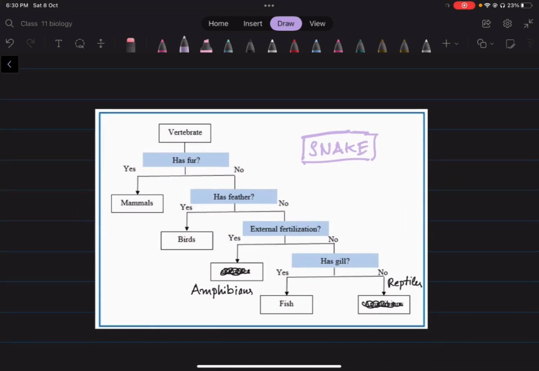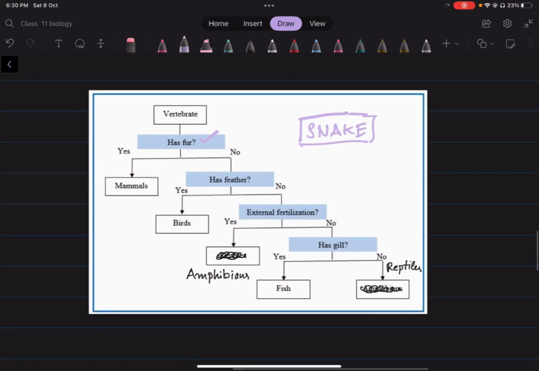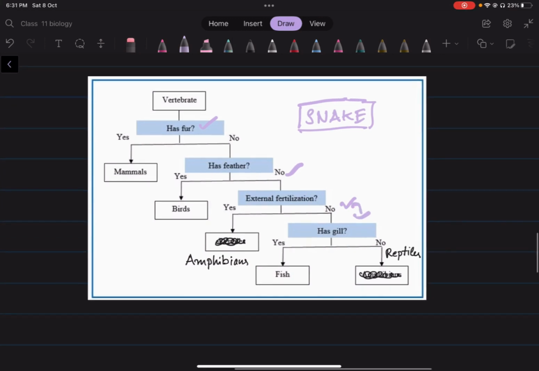Now you will be asked, does it have fur? No, it doesn't have fur. Feather? No, it doesn't have feather. So it goes to another question. Does it have external fertilization? No, it doesn't have external. It is internal in snake. So again, another question is asked. Does it have gills? No, it does not have gills. So then we land up with the answer, that is reptiles.